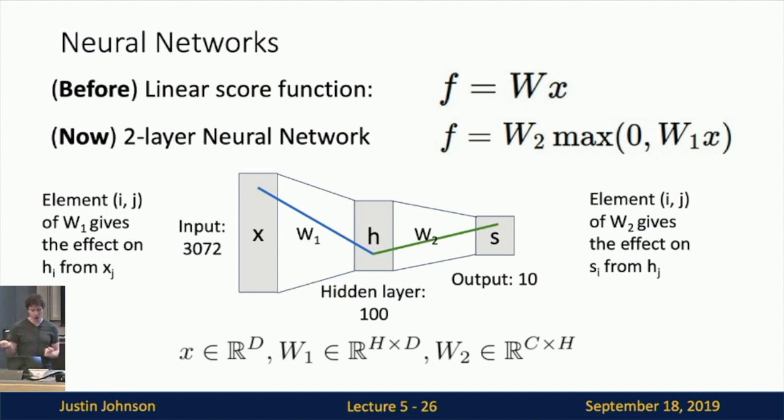For example, if we look at element i,j of the first learnable weight matrix W1, then this is a scalar value that tells us how much the element h_i in the hidden layer is influenced by the element x_j in the input. And you can look at a similar interpretation of the second weight matrix W2, showing how much each element of the hidden vector affects each element of the output scores.